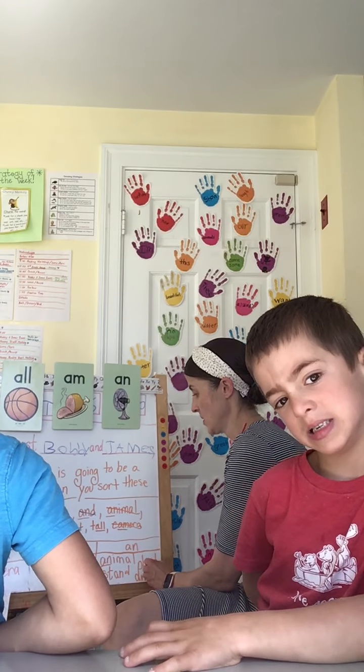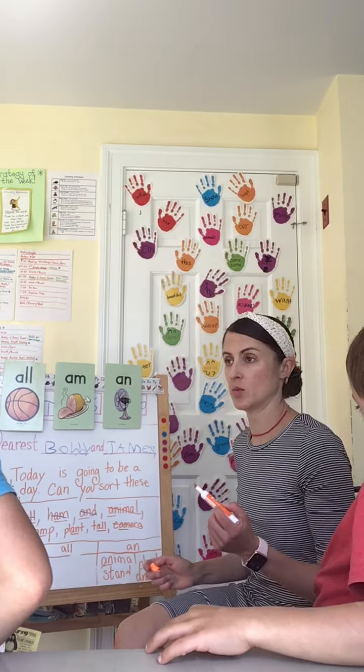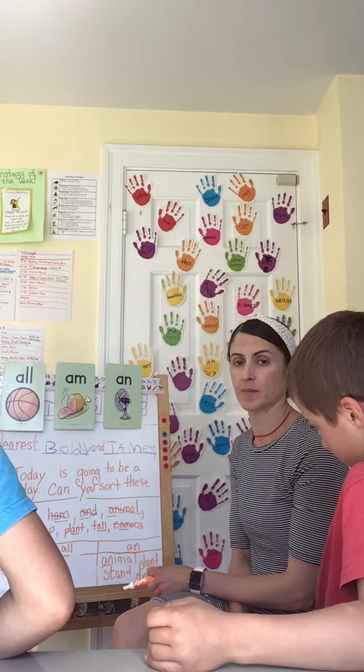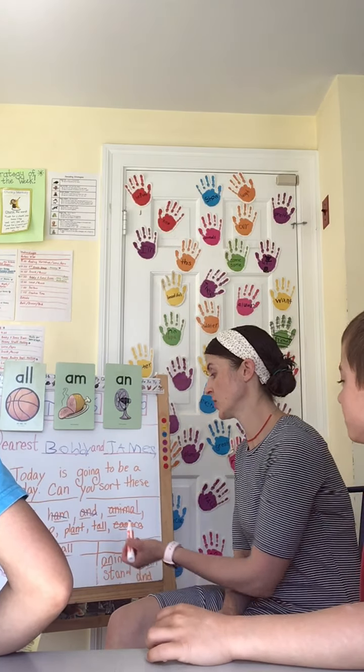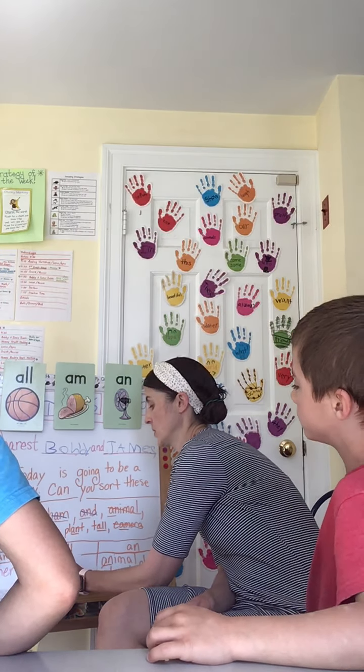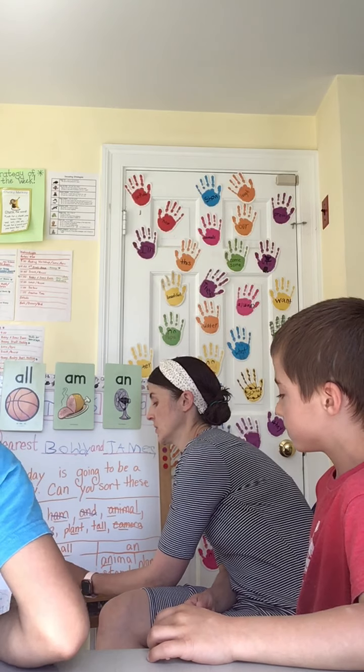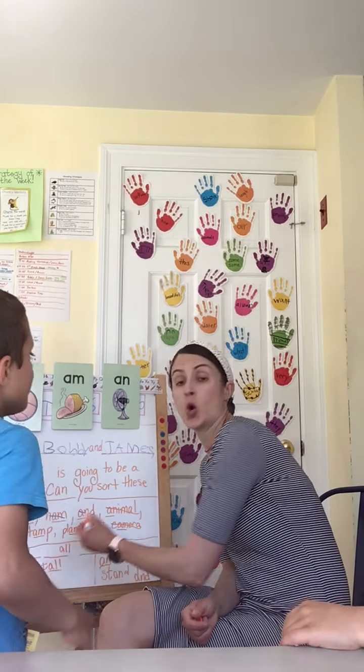Fantastic job. All right, let's do some alls really quickly. What are some all words you see up here? Tall. How do you spell tall? T-A-L-L. And what part is glued? The A-L-L. Awesome.